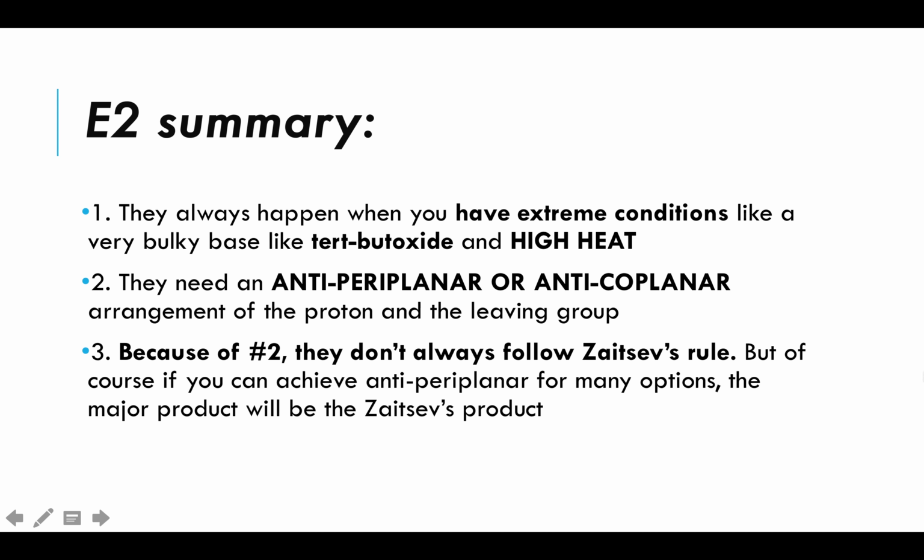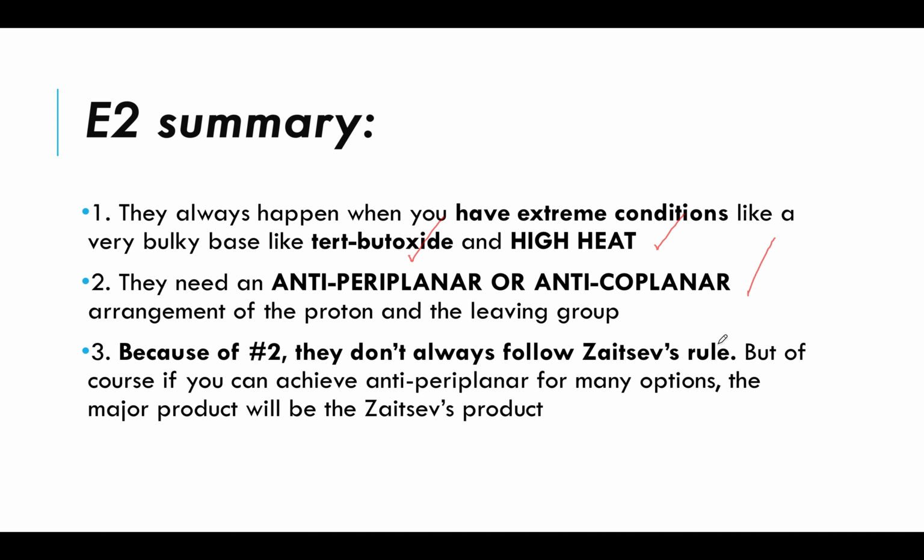So in summary for E2, E2s always happen with extreme conditions. So high heat and bulky strong bases like tert-butoxide, but strong bases will also usually work for secondary and tertiary. Very important to have that anti-periplanar, anti-coplanar arrangement. And again, to be able to determine the stereochemistry of your product, it's very useful to use Newman projections.